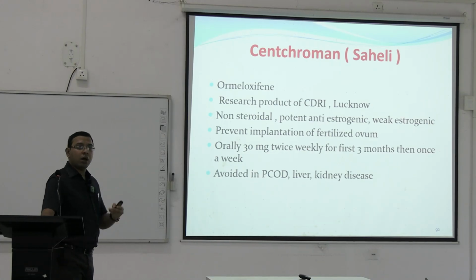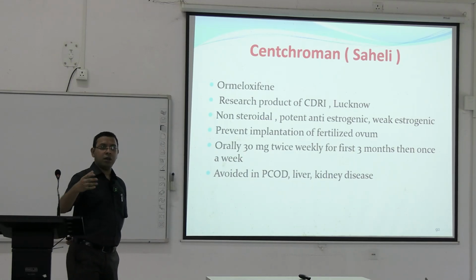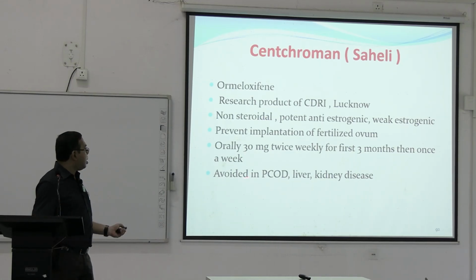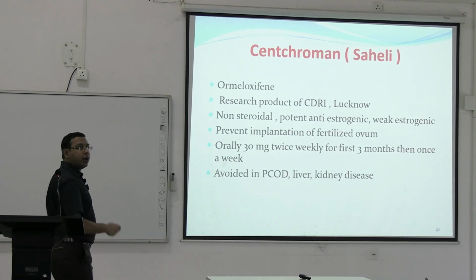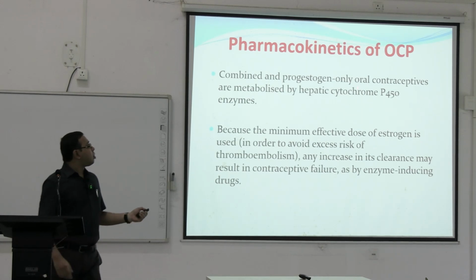This Centchroman is usually used in the national program in some of the states. It should be avoided in PCOD, liver, kidney disease. So basically, this is a selective estrogen receptor modulator. Remember the name. Pharmacokinetics of the OCP.